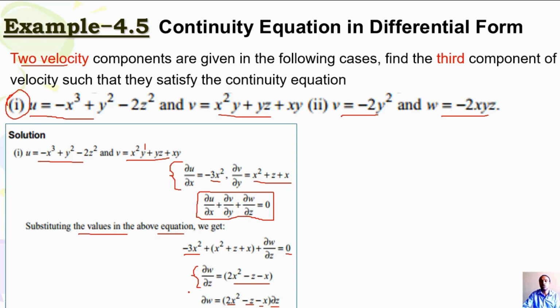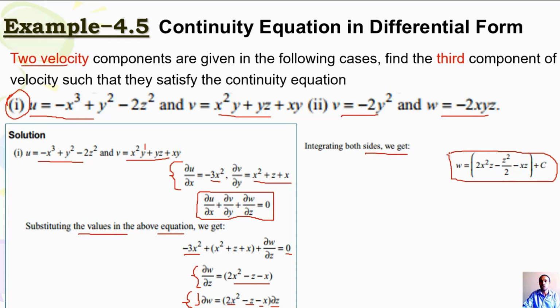Once you have this equation, now let's proceed, integrating both sides. You can integrate this one and this. Once you integrate, then you can find this value, which is w. So w is 2x squared z minus z squared over 2 minus xz plus c. So we have got the w function. The third component is this one, because we are asked to find the third component.